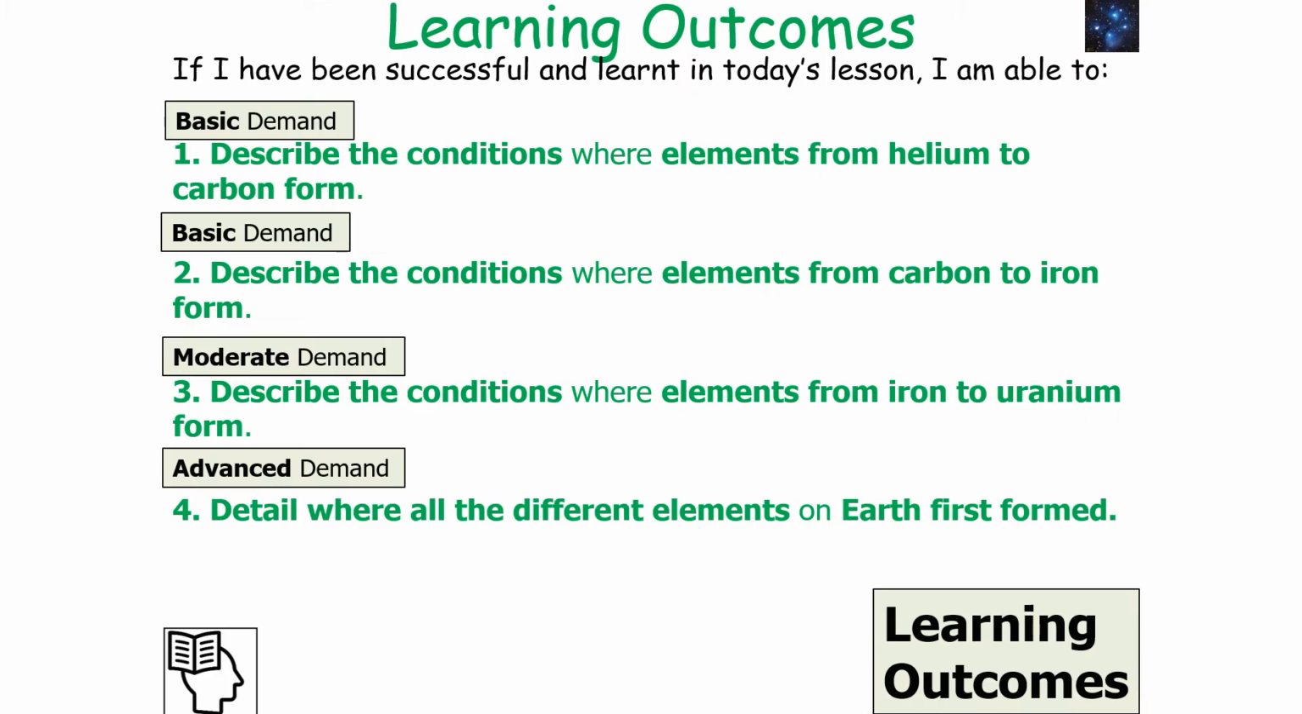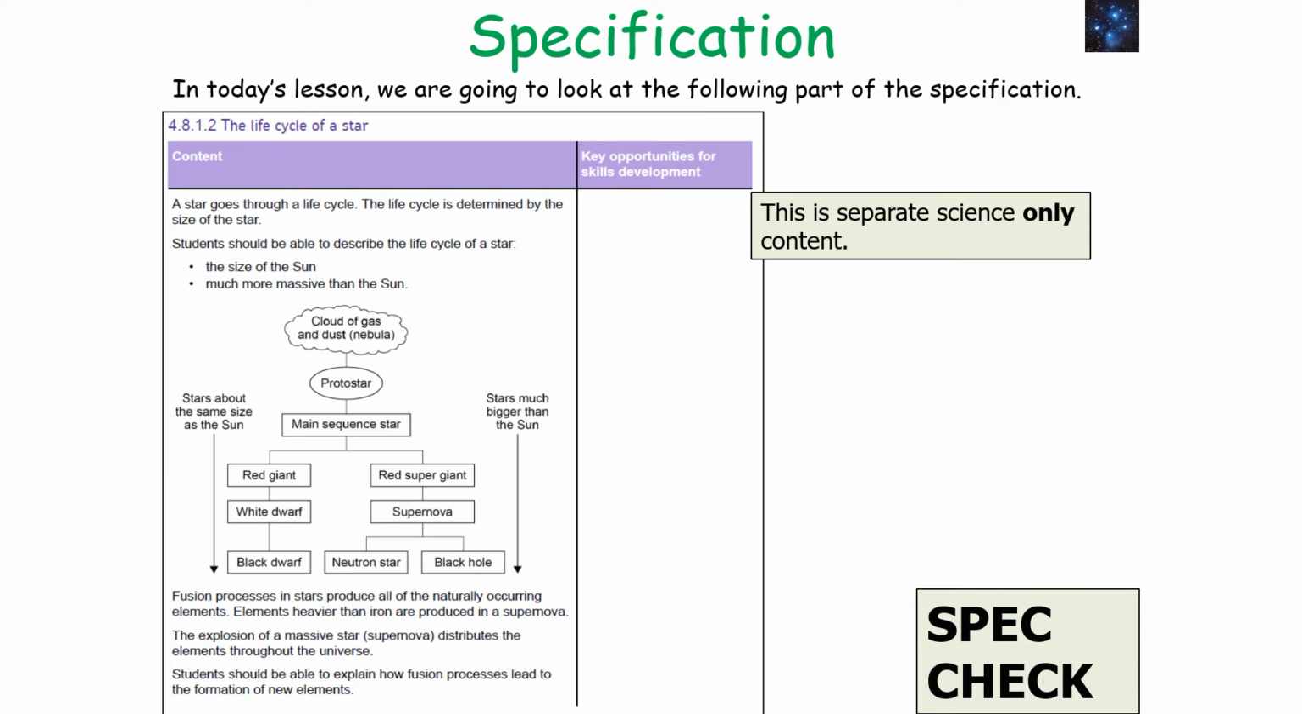If we've been successful and learned in today's lesson, we should be able to describe the conditions where elements from helium to carbon form, describe the conditions where elements from carbon to iron form, describe the conditions where elements from iron to uranium form, in detail where all the different elements on Earth first formed. This links to the following part of the GCSE Separate Science Physics Specification, 4.8.1.2, the life cycle of a star.